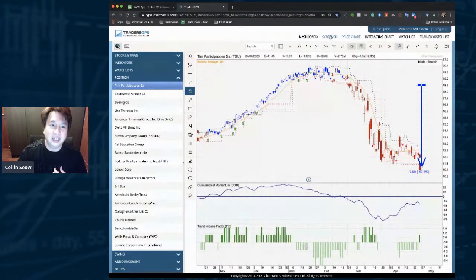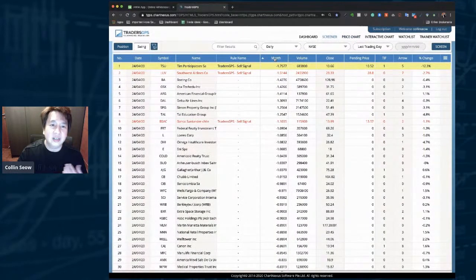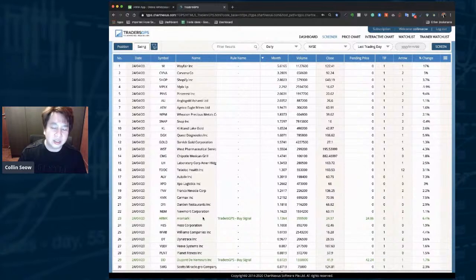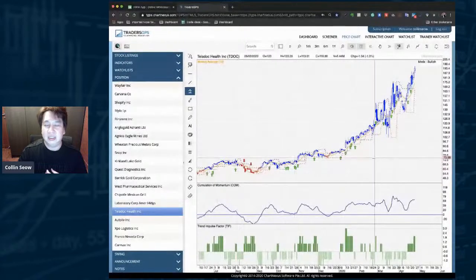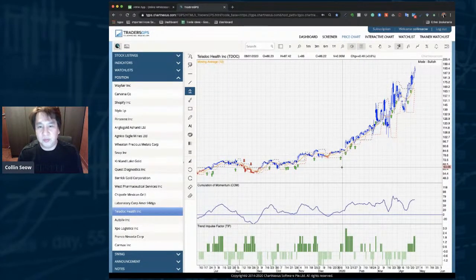On the other hand, let's say you have strong stocks. These are the stocks that are strong. Let's say Teladoc Health. Can you see this is a strong stock? For a strong stock, you look to buy them. Yes or no?